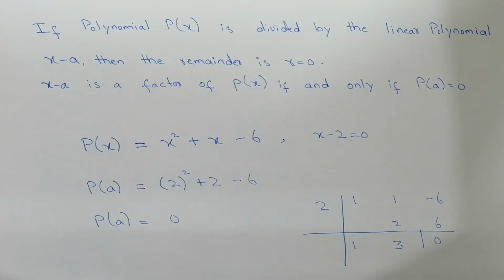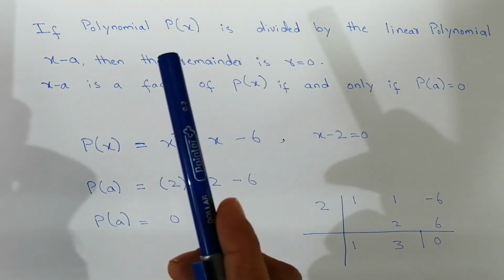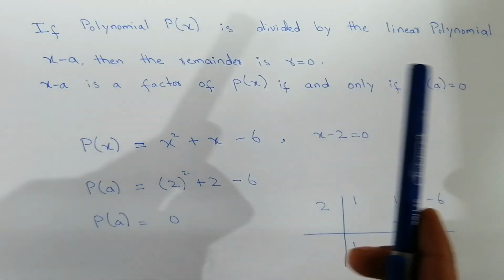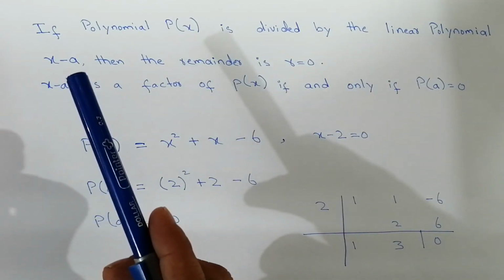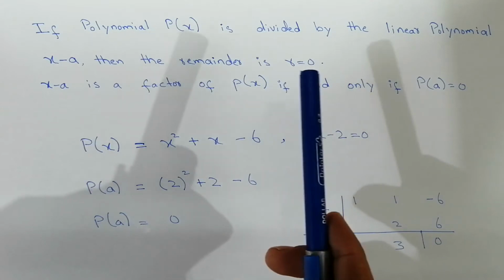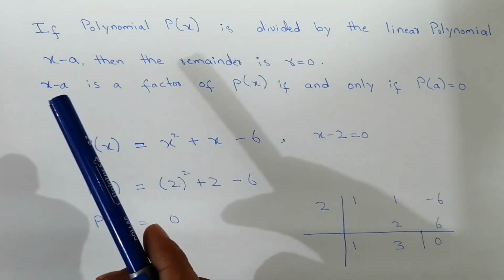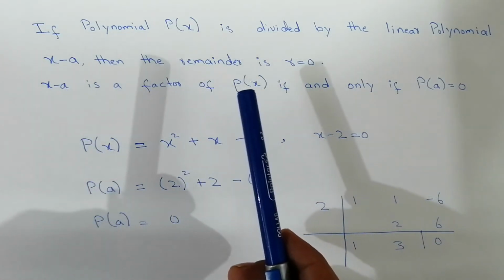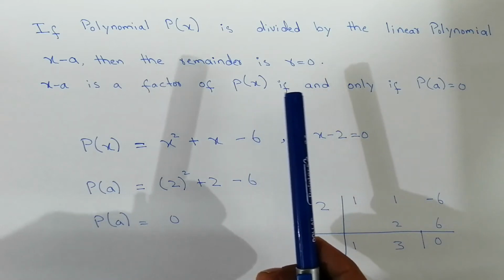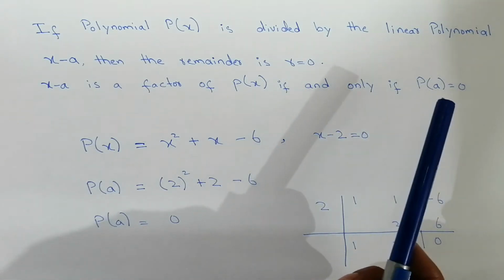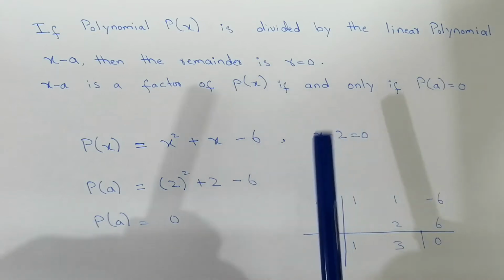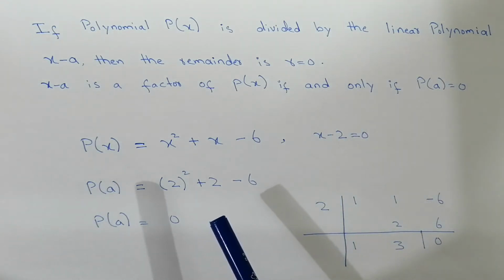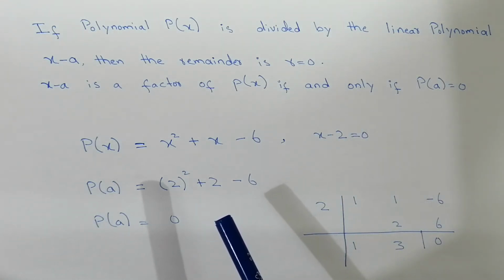In this video we will learn about the factor theorem. Now the factor theorem says that if polynomial p of x is divided by the linear polynomial x minus a, then the remainder is 0. Now here x minus a is a factor of p of x if and only if p of a is equal to 0. Now this theorem is a little bit different than the remainder theorem.